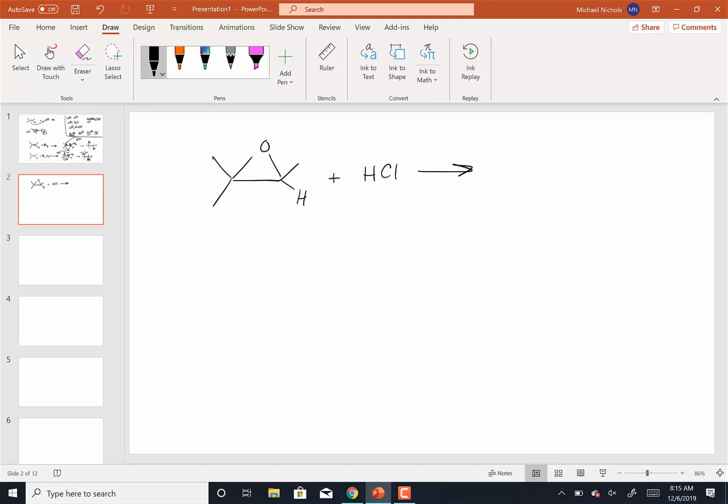Go back to basics. Oxygen species plus what? H plus Cl minus. If I had to write the mechanism of this reaction, what would it be? What's the first step? Tommy? Protonate the oxygen. Whenever we have an oxygen species and we're adding an acid to it, protonate the oxygen. Okay? So I'm going to protonate the oxygen.